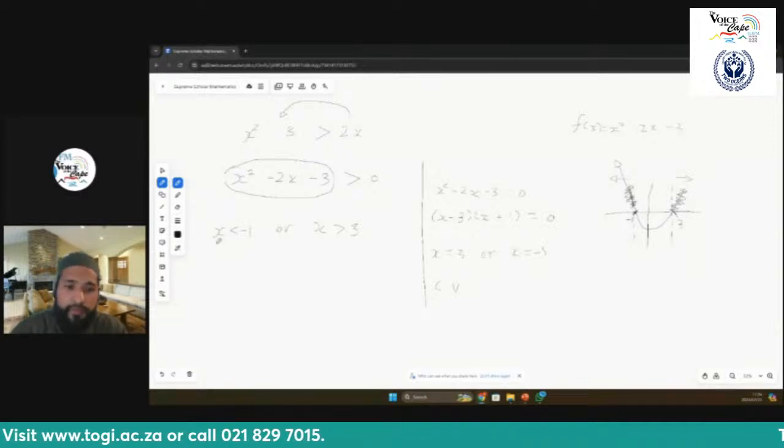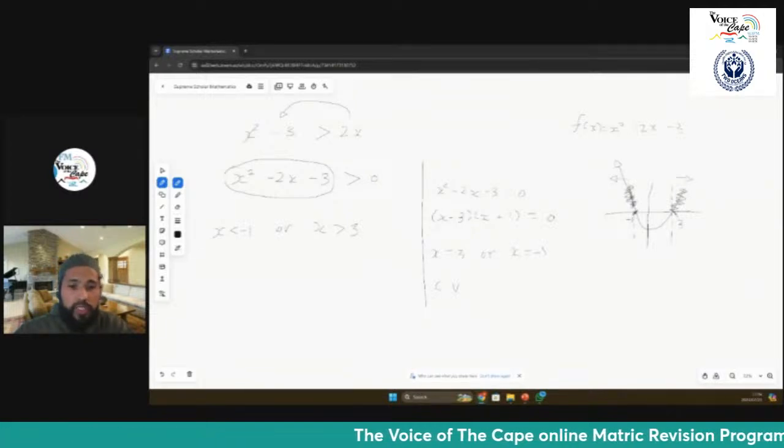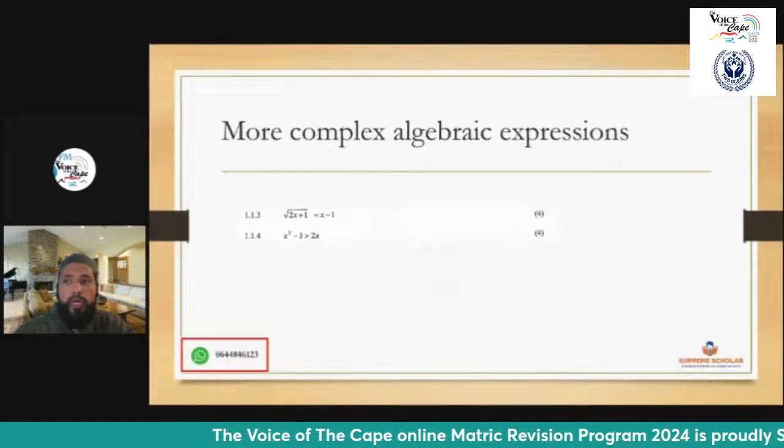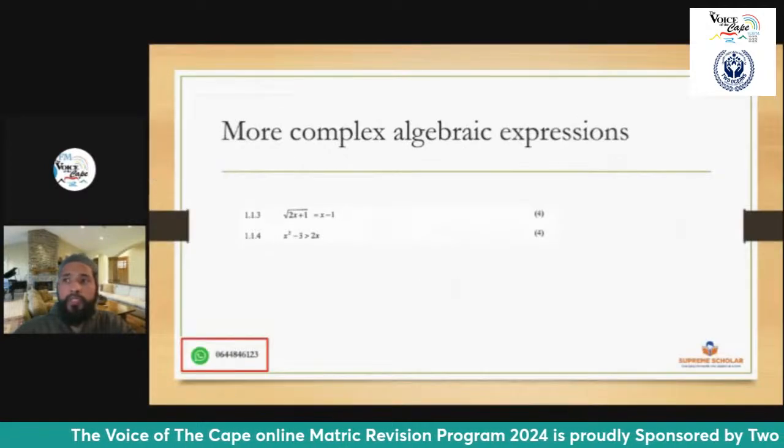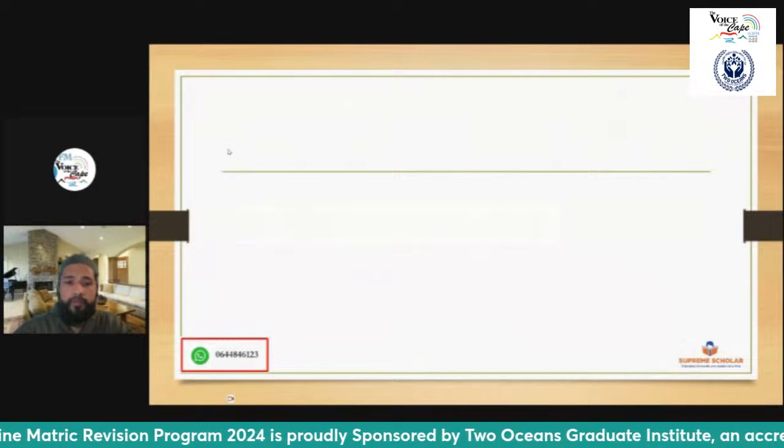Okay. So that's the inequality. And we could deal with more. We'll see if we do another one maybe in the next session. But we need to move now to our next section, which is number patterns. Okay.